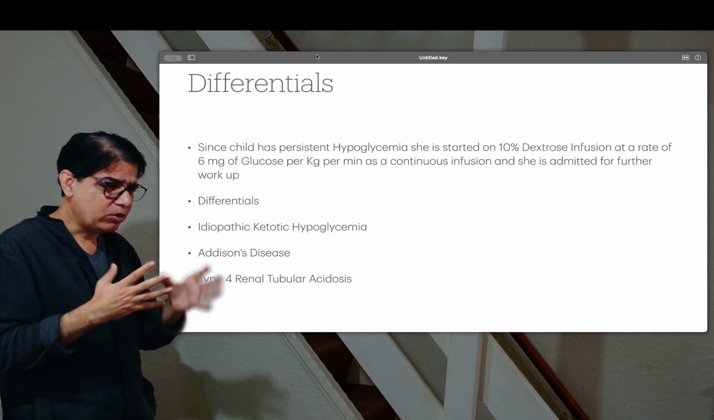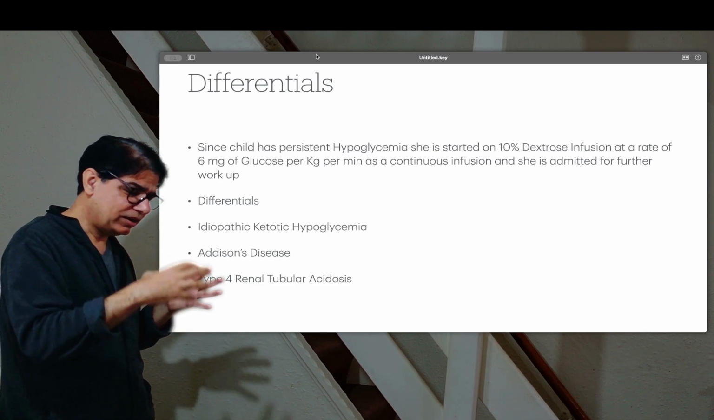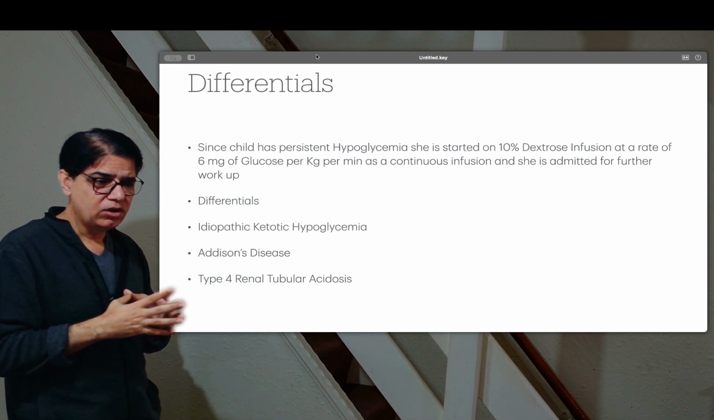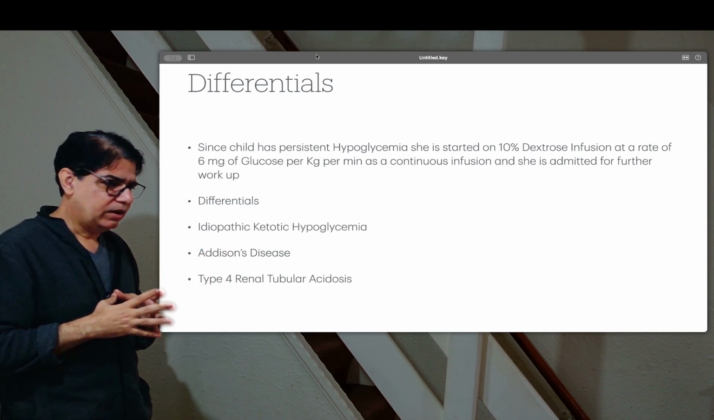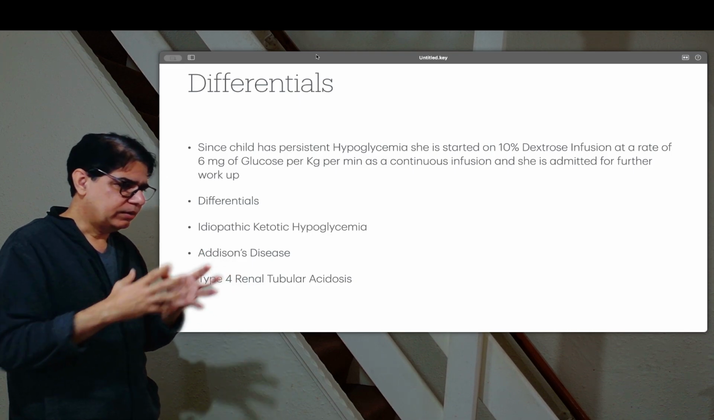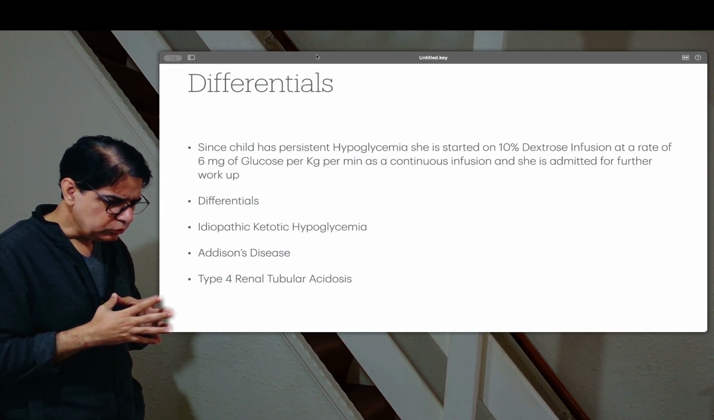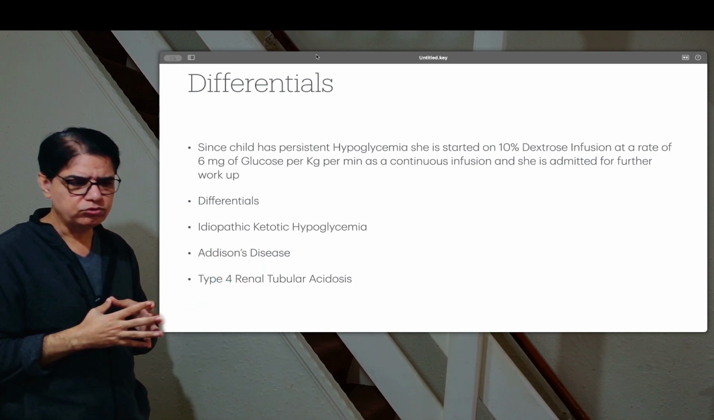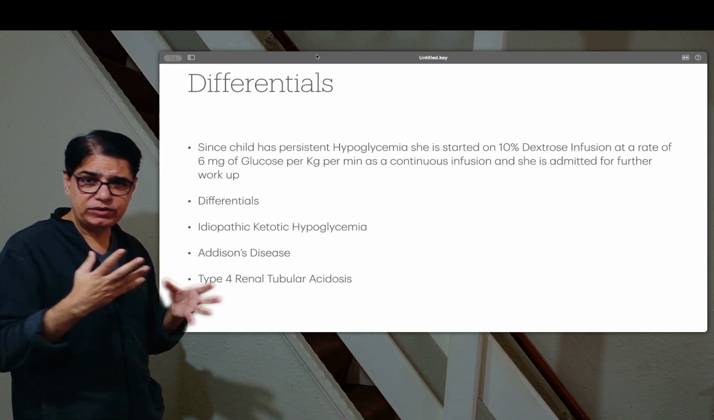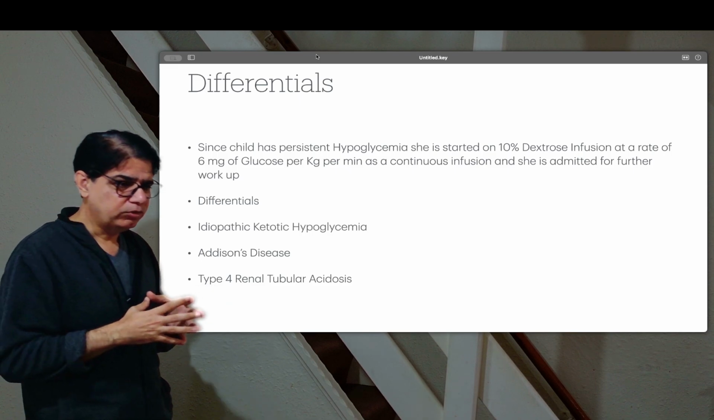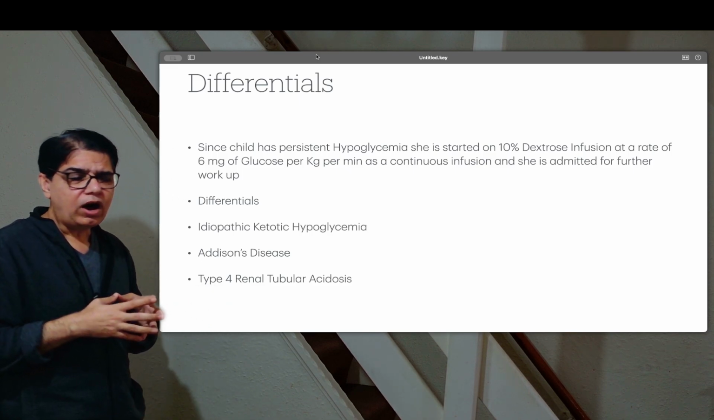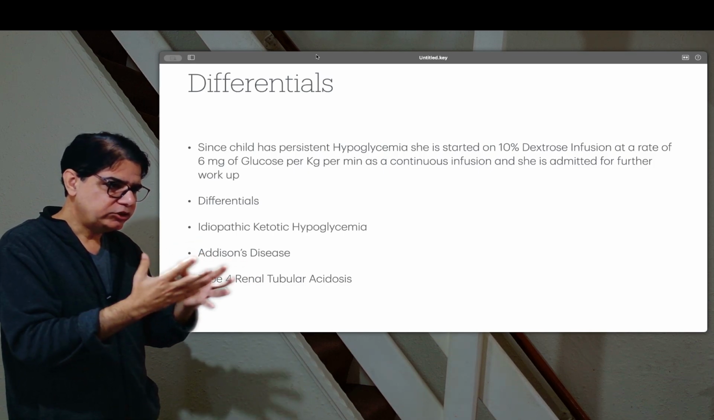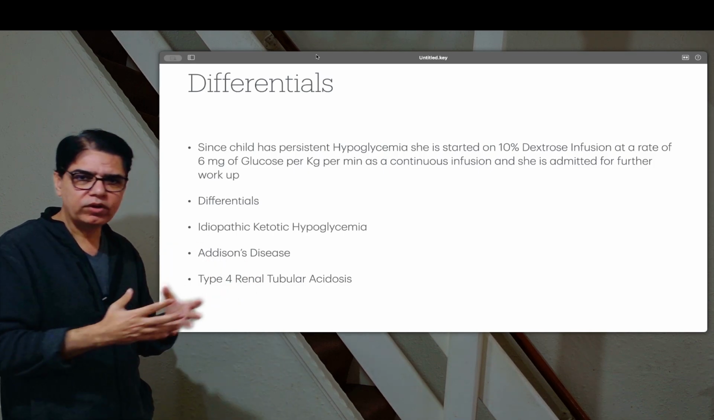It can be because of what we call end organ resistance to aldosterone. We call it pseudohypoaldosteronism, or some problems in the renin-aldosterone pathway as well. So usually it's the end organ receptor resistance to aldosterone which gives you type 4 renal tubular acidosis. So how do we work up to know which of the differentials is the cause for the acidosis?